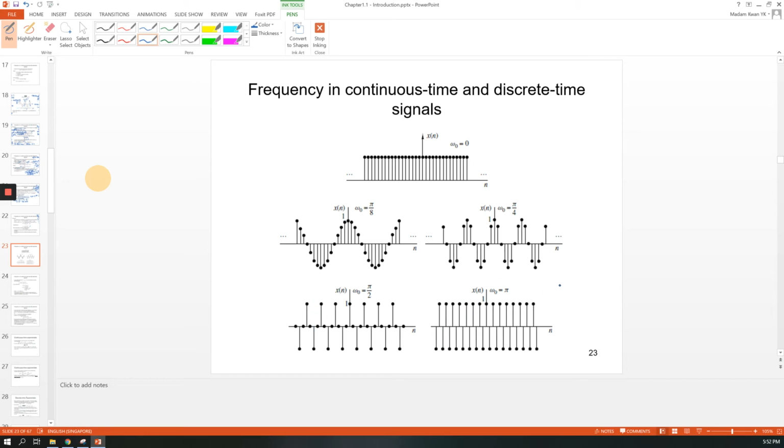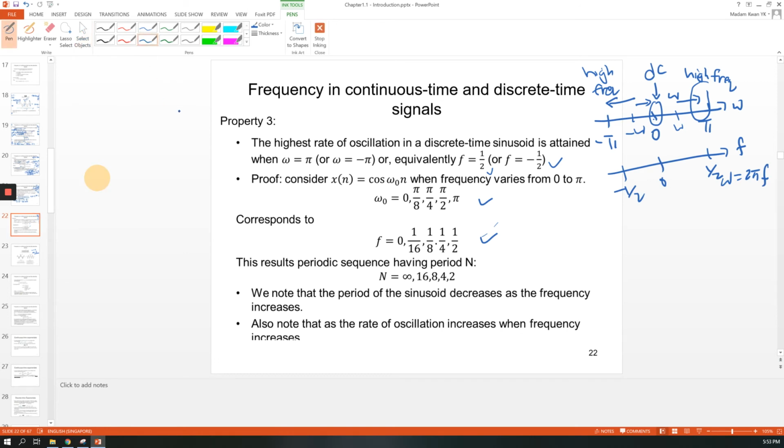So this is the rate of oscillation. When omega increases from 0 towards pi, you will see the rate of oscillation also increases. That is the meaning here. From here we can see that this is the n. Every 16 points it will repeat, every 8 points it will repeat, every 4 points it will repeat, every 2 points it will repeat. So for DC, n is infinity.